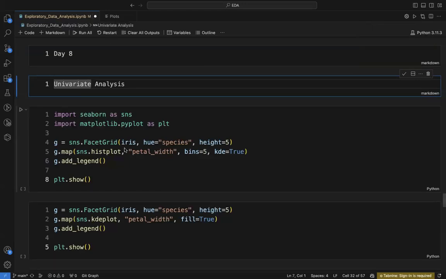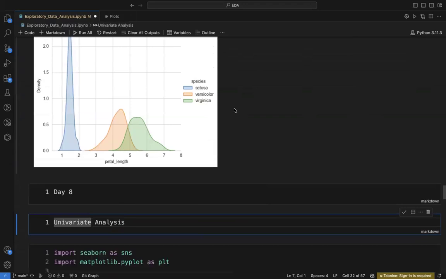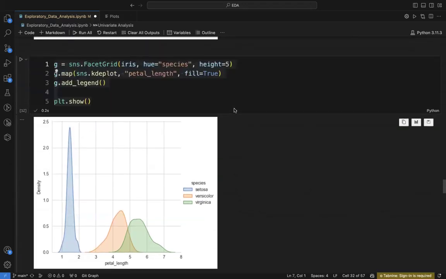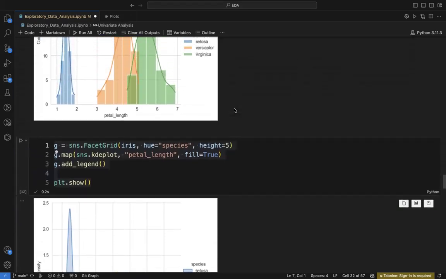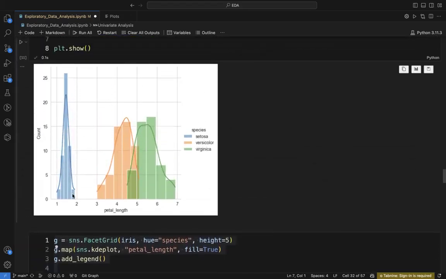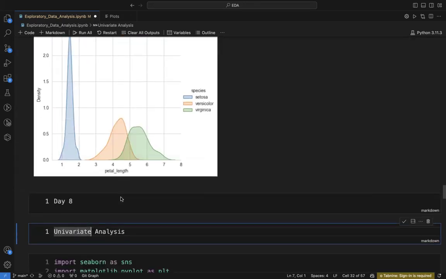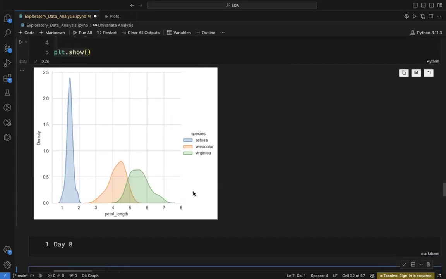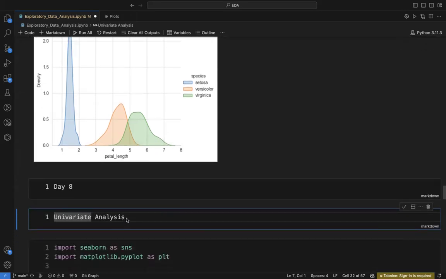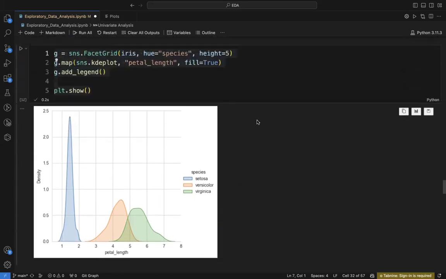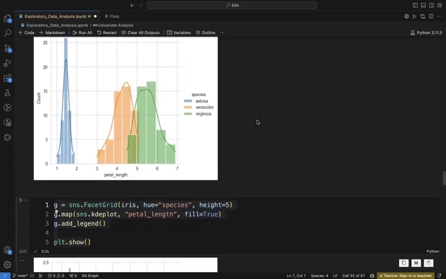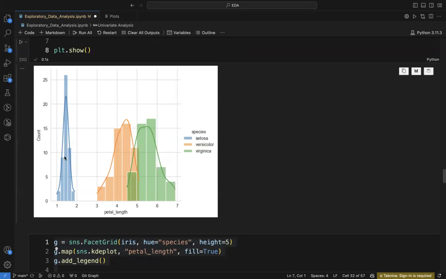So if you remember, during the last session, we discussed and plotted histograms and the probability density function of petal length. This is the histogram and this is the probability density function on petal length. Now, to actually start the univariate analysis, we first need to plot the histogram and probability density function on petal width, sepal length, and sepal width as well.